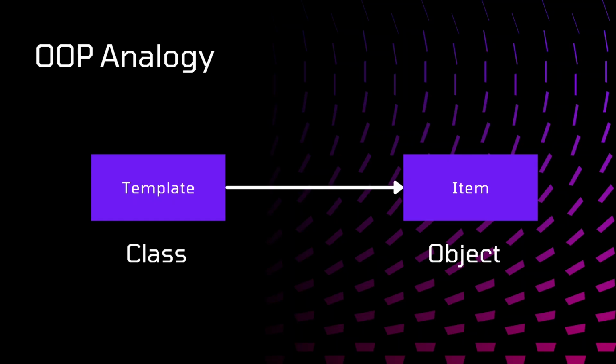For an object oriented programming analogy, we can consider a template as a class and an item as an object. From a class we generally create the object. Similarly, from a template we create the item.